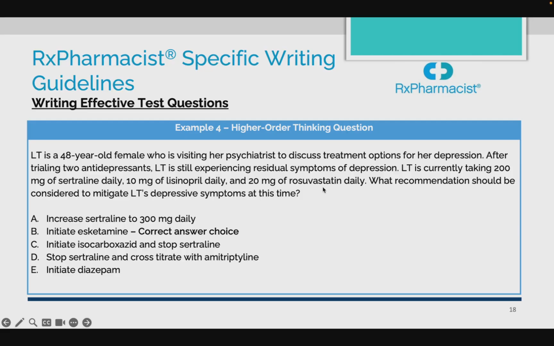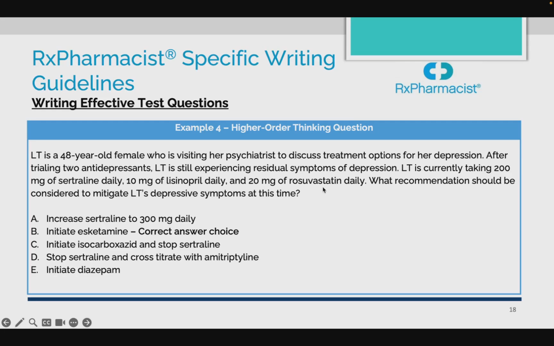LT is currently taking 200 milligrams of sertraline daily, 10 milligrams of lisinopril daily, and 20 milligrams of rosuvastatin daily. What recommendation should be considered to mitigate LT's depressive symptoms at this time? Now, just looking at all this, it does require a great skill of psychopharmacology. So let's take a look at the answer choices. Answer choice A says to increase sertraline to 300 milligrams daily. We know that from the package insert, sertraline can only go up to 200 milligrams daily. Of course, off-label will have higher.